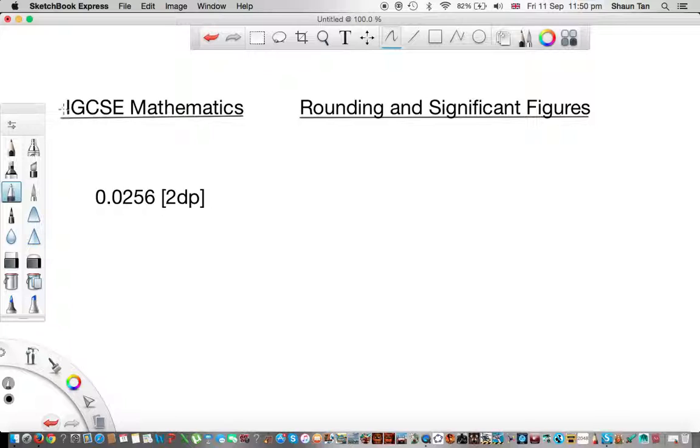In this video we'll be doing IGCSE mathematics, and this topic will be on rounding and significant figures. So let's take a look at this first example.